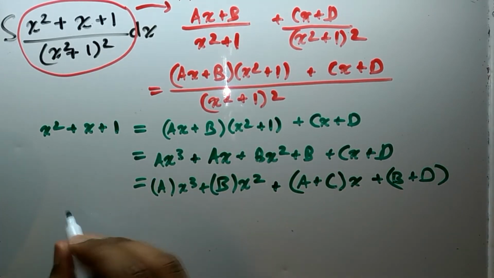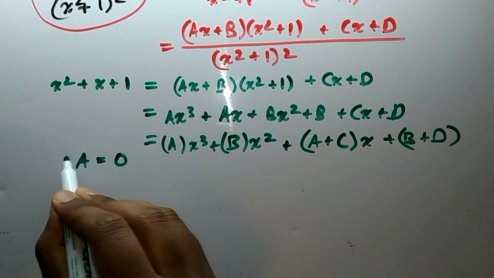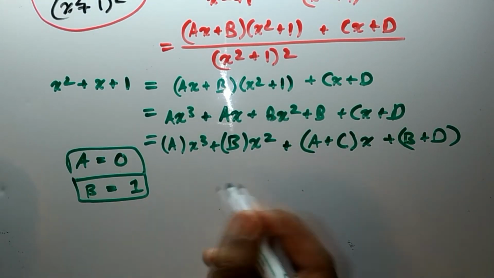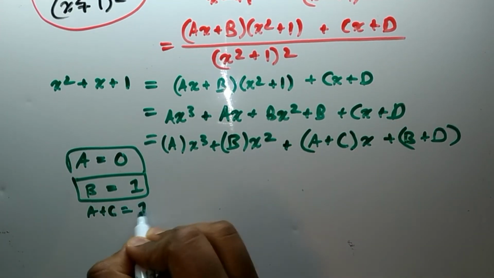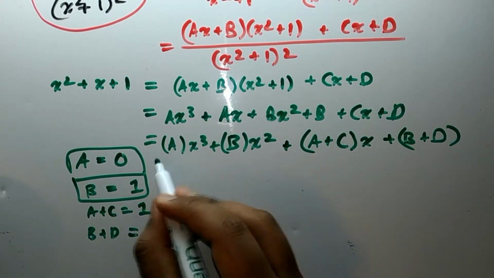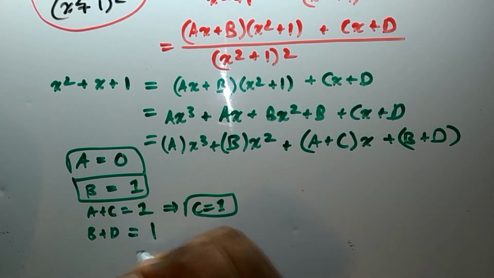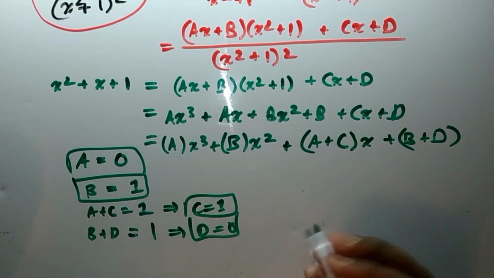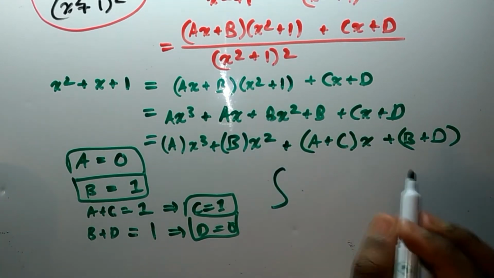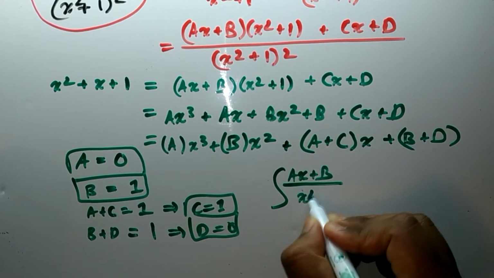So now we can create our linear equations. So a is just going to equal 0 because there's no x cubed terms on the left, and b is going to equal 1 because there's only one x squared on the left. And then we have other equations, a plus c equals 1 and b plus d equals 1. Well, a plus c equals 1, we already know the value of a, it's 0, so c equals 1. And b plus d equals 1, we already know the value of b, so we get d equals 0. So now we know all of our values.